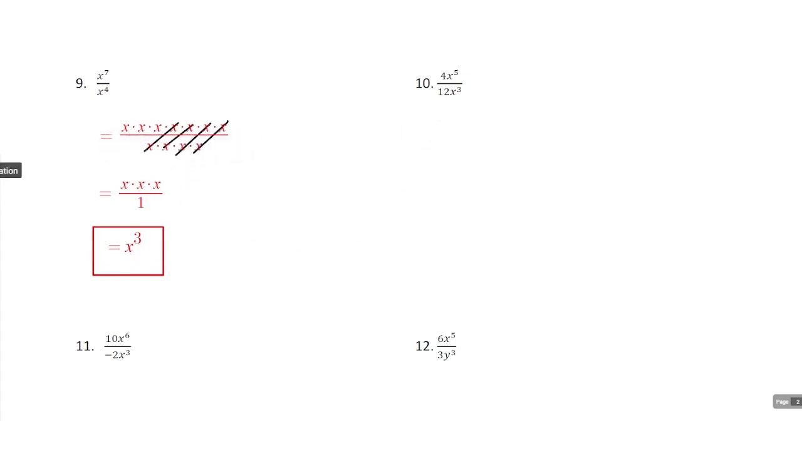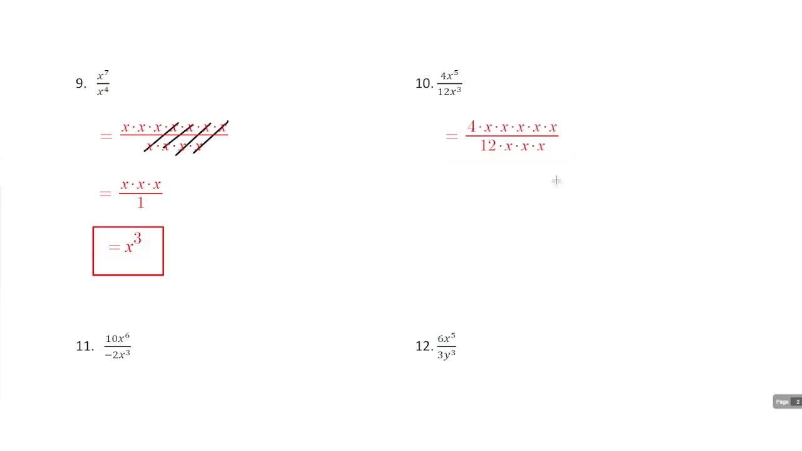Number 10. Same process here. 4 times x times x times x times x times x. There's 5 x's there. Divided by 12 times x times x times. A lot of x's going on here.